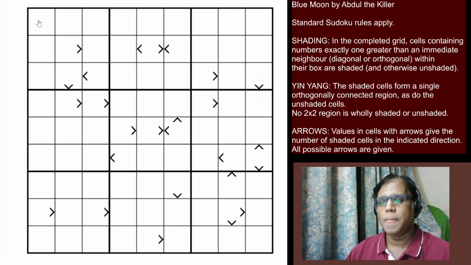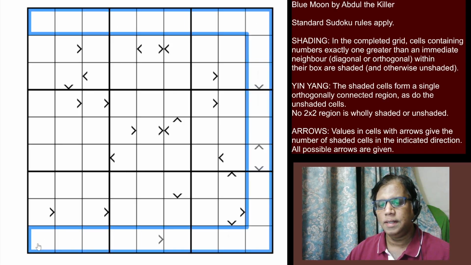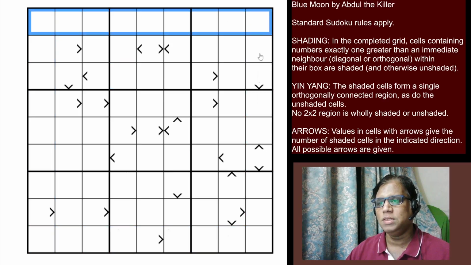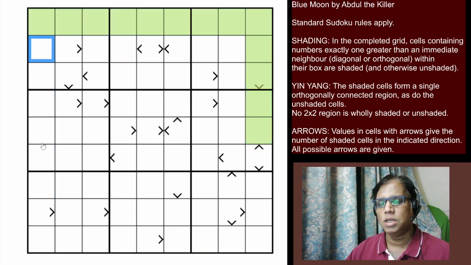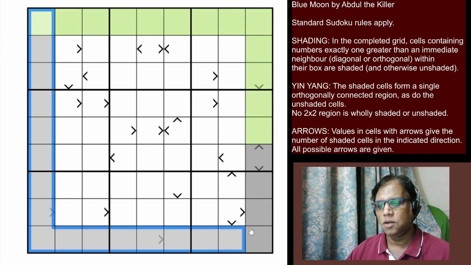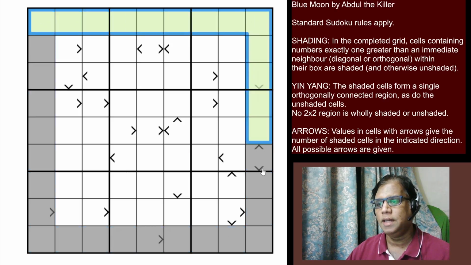Also, this external region, if you see, could be of only one color. By color I mean either shaded or unshaded. So it could be either fully shaded or fully unshaded, or there is only one strip of shaded and only one strip of unshaded. This outer border could be all shaded, all unshaded, or have one strip of each.